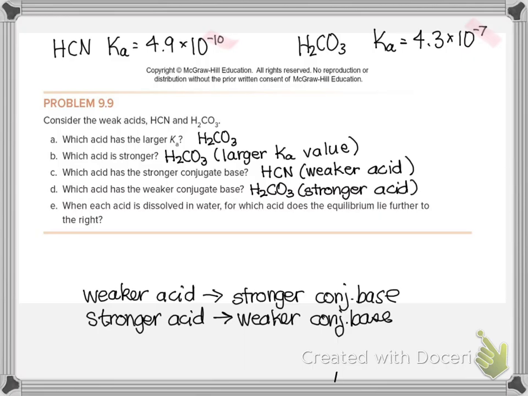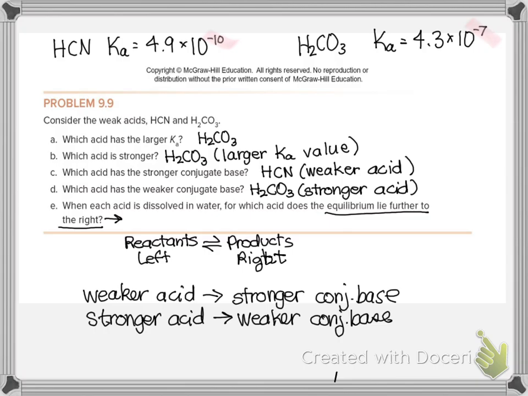Then letter E says, when each acid is dissolved in water, for which acid does the equilibrium lie further to the right? Okay, so anytime they talk about equilibriums and left and right, we have to know that reactants are on the left and products are on the right. So if you're on the right, what this is saying is which one makes more products?